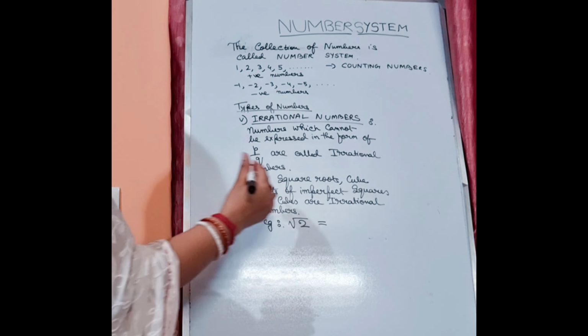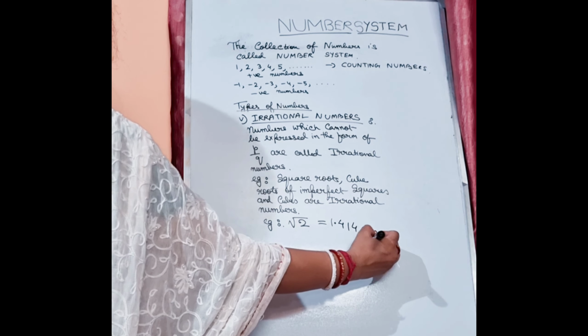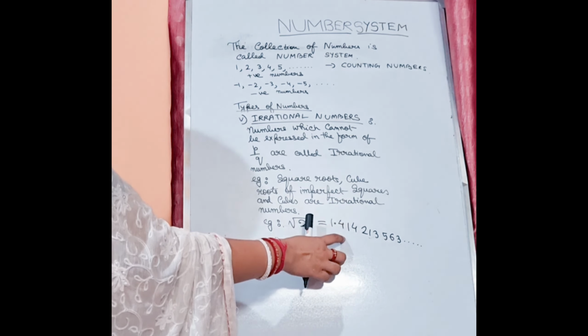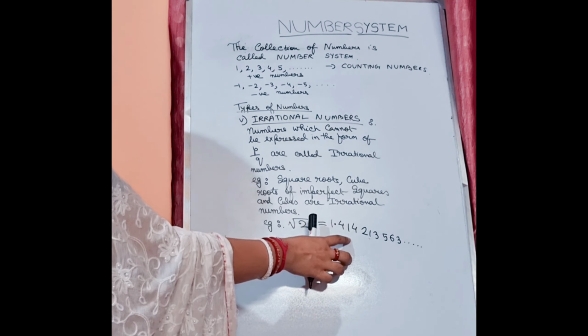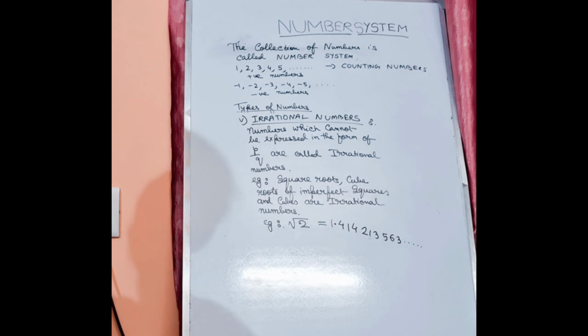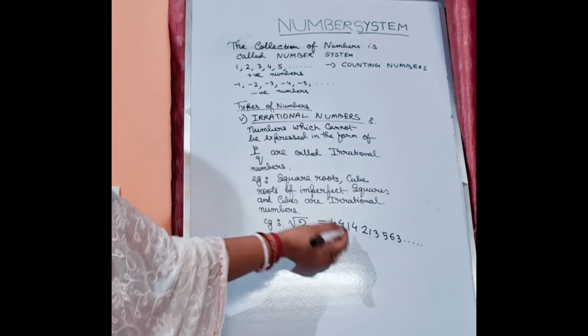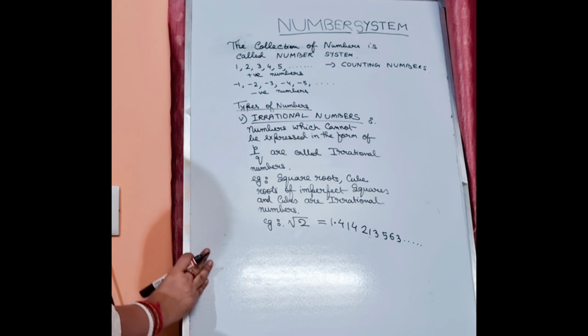So root 2 will be having such a value, like we know that root 2 has a value of 1.41421356... This number can never be expressed in such form. Can it be expressed in any type of numbers? Because we don't know where the number is ending. So can it be expressed in the form of p by q?